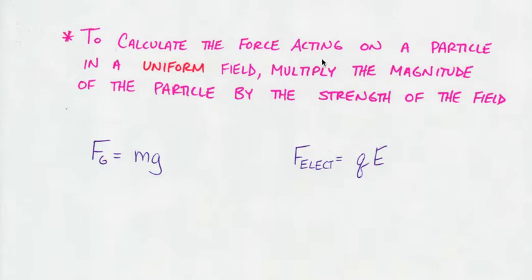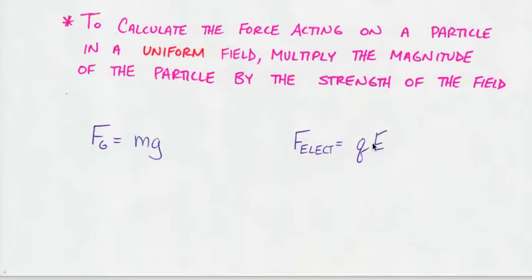If I want to calculate the force acting on that particle in a uniform field, one where the changes are small enough that they can be ignored, I simply multiply the magnitude of the particle by the strength of the field. So for gravity, which we've known since the beginning of the year, it's the magnitude of the mass times the gravitational field strength. And for the electric force, similarly, it's the magnitude of the charge times the magnitude of the electric field strength. So hopefully you see some of the connections here.